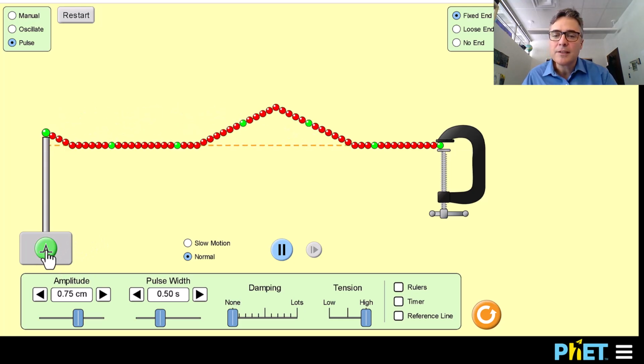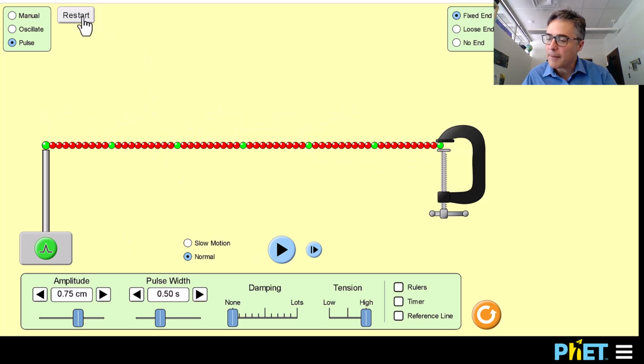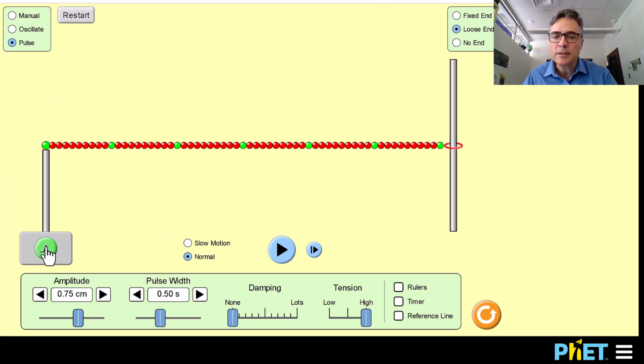What happens? I'll let you explore that, and try to answer the question. You don't have to turn it in like I say, but just look at it. And then it says select loose end, and again send a pulse and see what happens. You can also put it into slow motion. That's another nice thing, so you can actually see things happening a little bit easier.